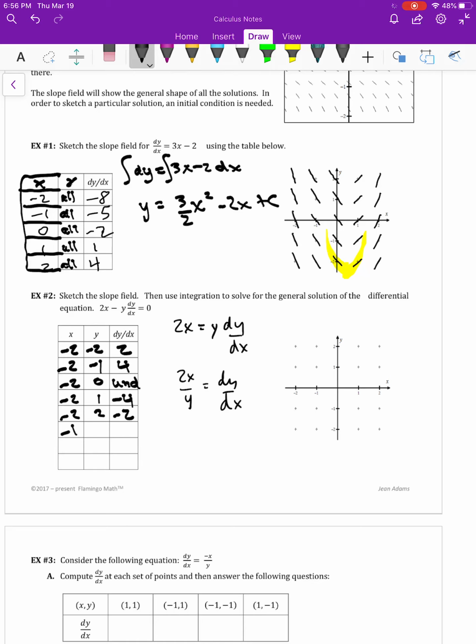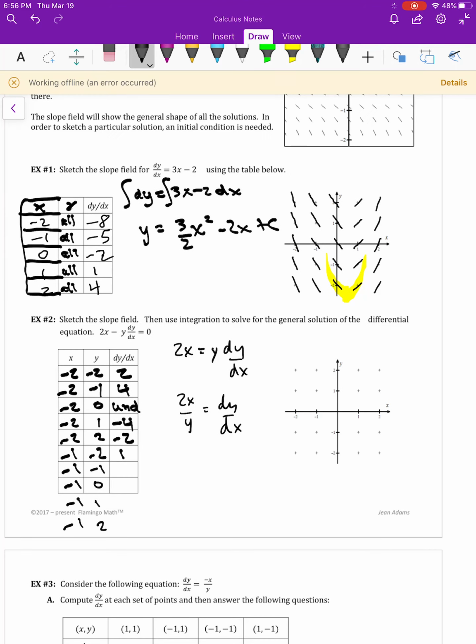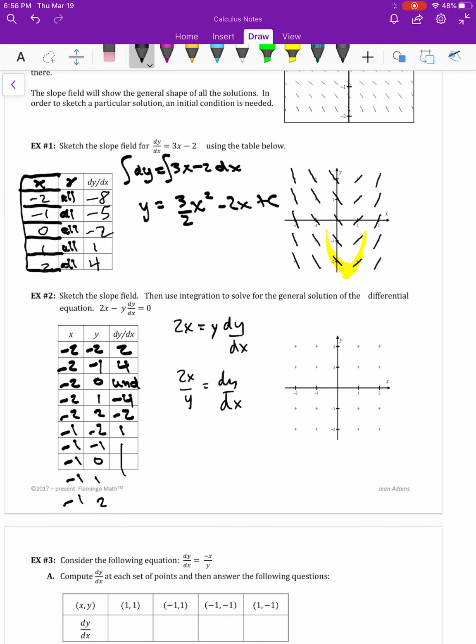And then we could do (-1, -2), (-1, -1), (-1, 0), (-1, 1), (-1, 2). And so for that one, we would have -2 over -2 would be a +1. This one, -2 over -1, or I'm sorry, yeah, -2 over -1 would also be a +1.